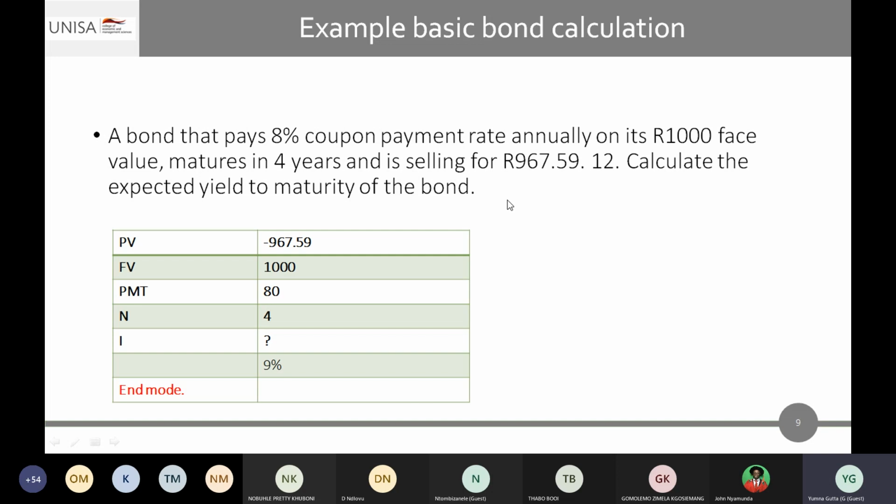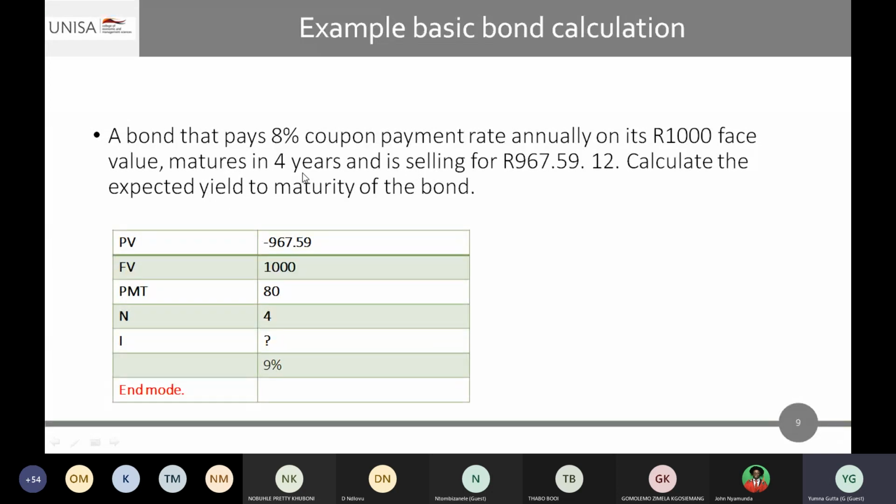We look at this and we've been given the following information. A bond that pays an 8% coupon. 8% coupon means we take 8% times the 1,000 Rand to get a payment of 80 Rand. So the coupon is your coupon rate times the face value, which gives us our payment. If everyone can take out the calculator: 8% times 1,000 Rand gives you 80 Rand, which is your payment. Then the coupon is paid annually on its 1,000 Rand face value, so we're going to get 1,000 Rand back after 4 years. We put that in our future value.